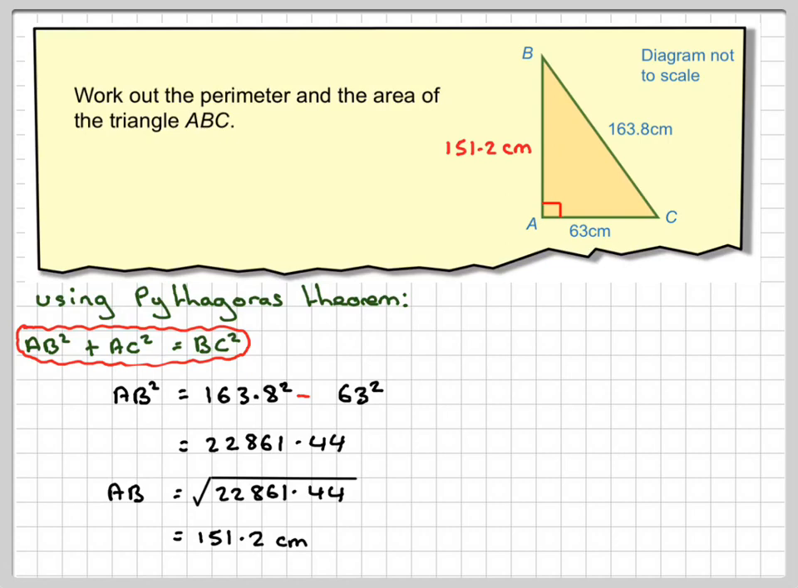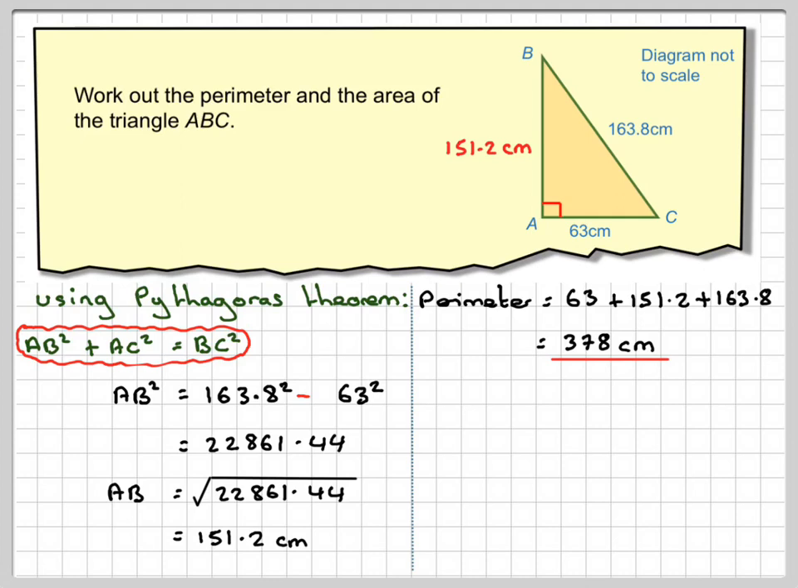Right, the perimeter is the distance round the outside of the shape. So I just need to add these three lengths together. So the perimeter is going to be equal to 63 plus 151.2 plus 163.8, so we'd add that up, we're going to get 378 centimetres.